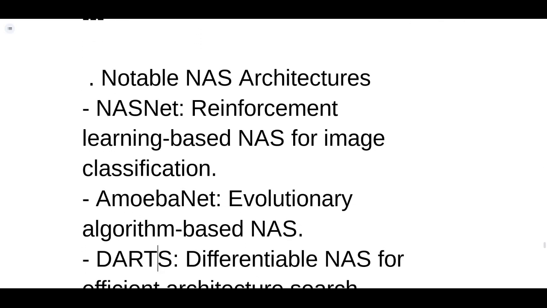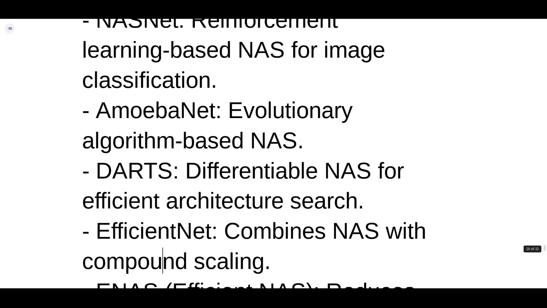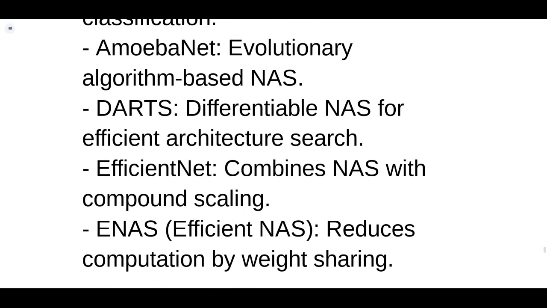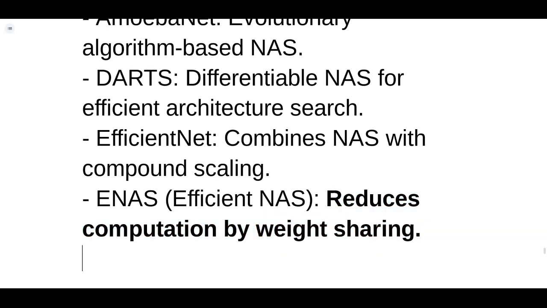Notable NAS architectures: NASNet, reinforcement learning based NAS for image classification; AmoebaNet, evolutionary algorithm based NAS; DARTS, differentiable NAS for efficient architecture search; EfficientNet combines NAS with compound scaling, reduces computation by weight sharing.